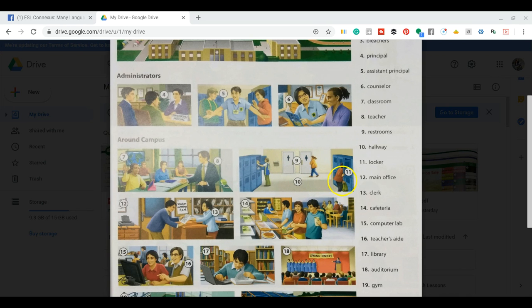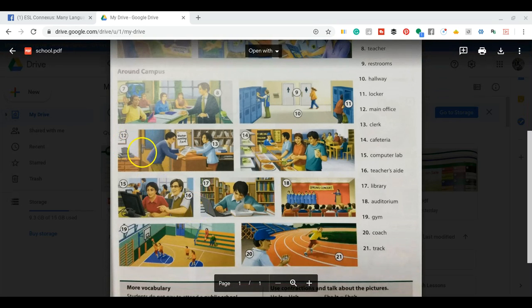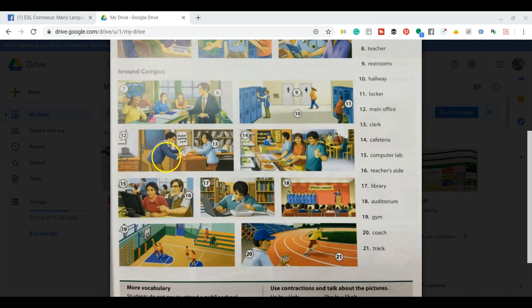The boy is putting a bag in his locker. 12, main office, main office. 13, clerk, clerk. 14, cafeteria, cafeteria. 15, computer lab, computer lab. 16, teacher's aide, teacher's aide.